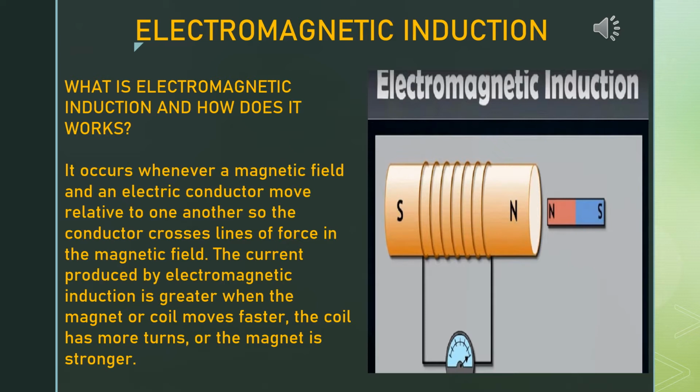There was deflection in the galvanometer. Next, the north pole of the magnet was drawn away from the coil. There was deflection again in the galvanometer, but in the opposite direction. But when the magnet was stationary, or if there was no relative motion between the coil and the magnet, there was no deflection in the galvanometer. The deflection of a galvanometer means current is flowing through it.